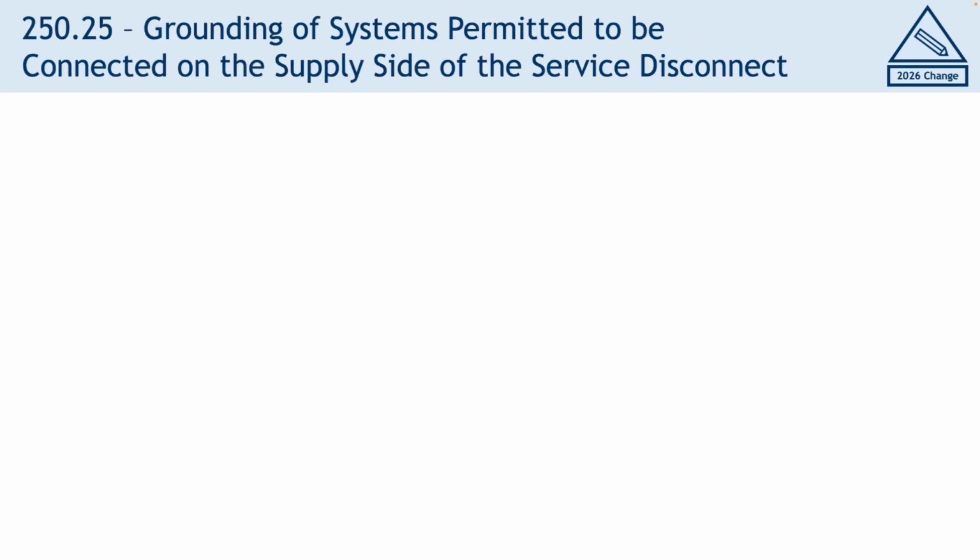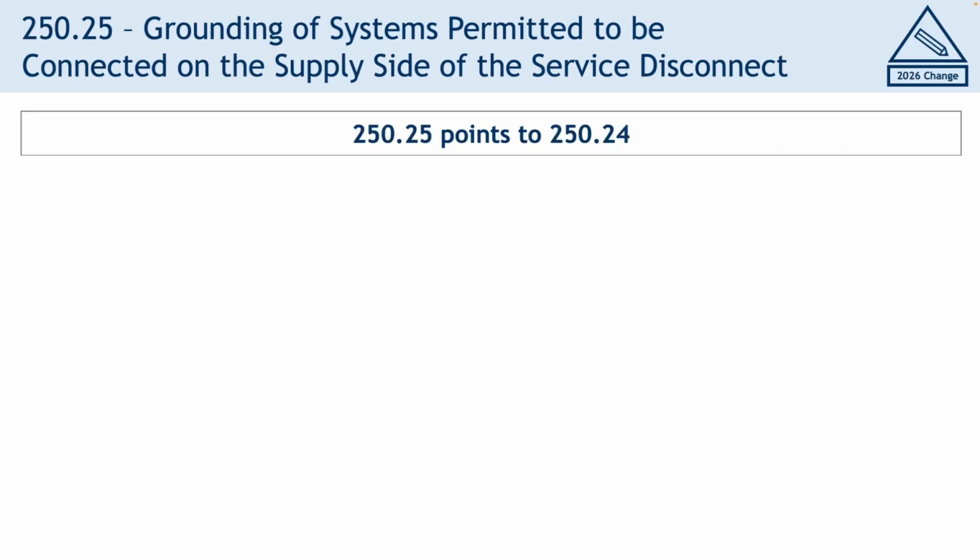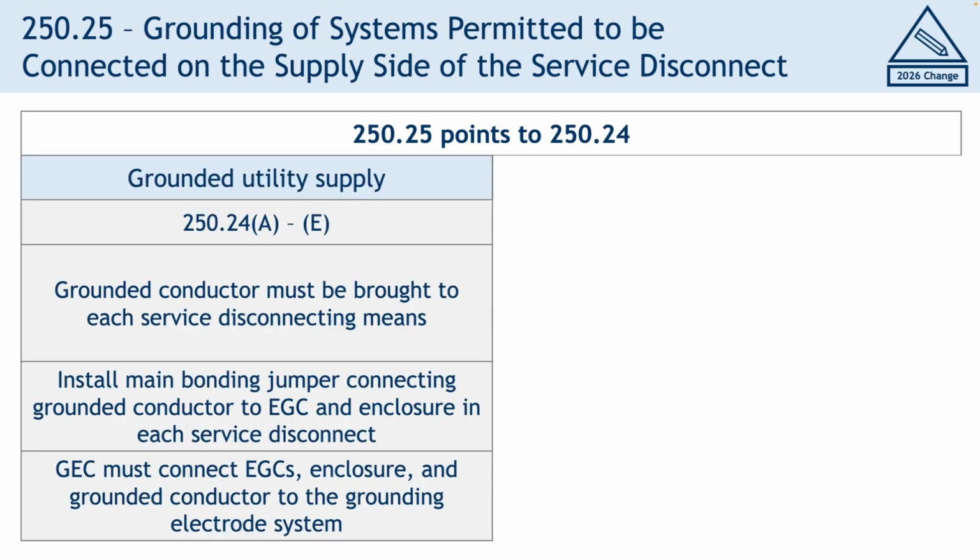The important requirements are located in 250.25, Grounding of systems permitted to be connected on the supply side of the service disconnect. If you go to 250.25, what you're going to see is that it reroutes you to 250.24. So what does this look like?